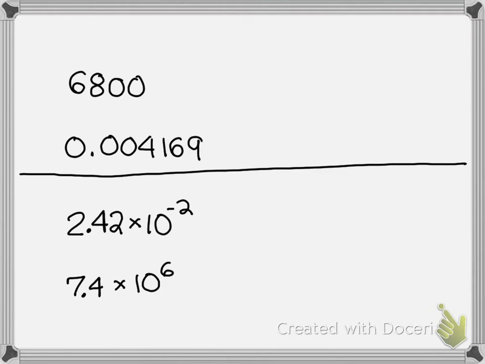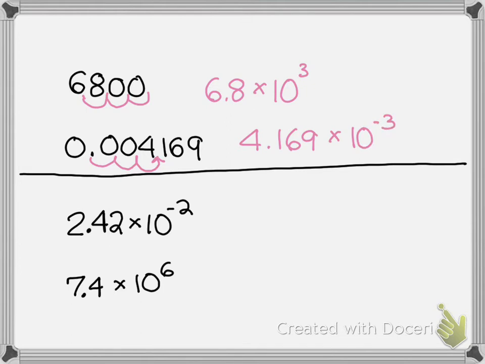So to write a number in the first part into scientific notation, take where your decimal is. This is a large number. We'll move it 1, 2, 3. So it would be 6.8 times 10 to the 3rd. And then this one we'd go 1, 2, 3. This would be 4.169 times 10 to the negative 3.